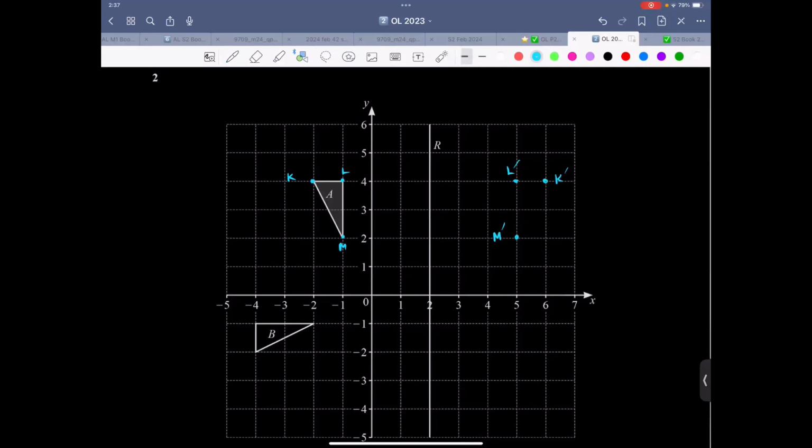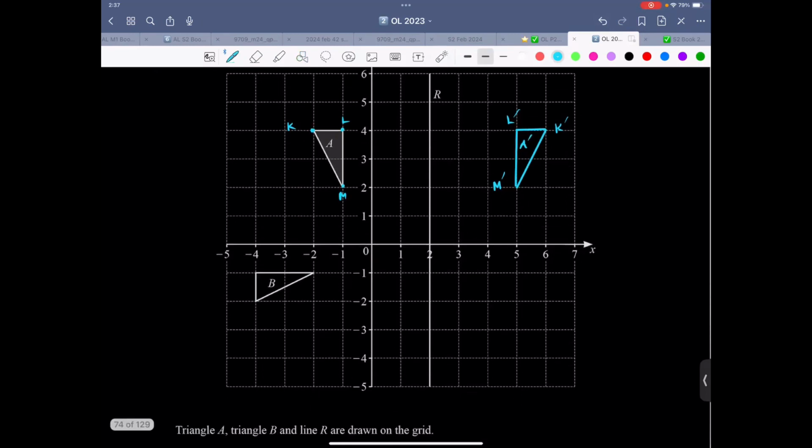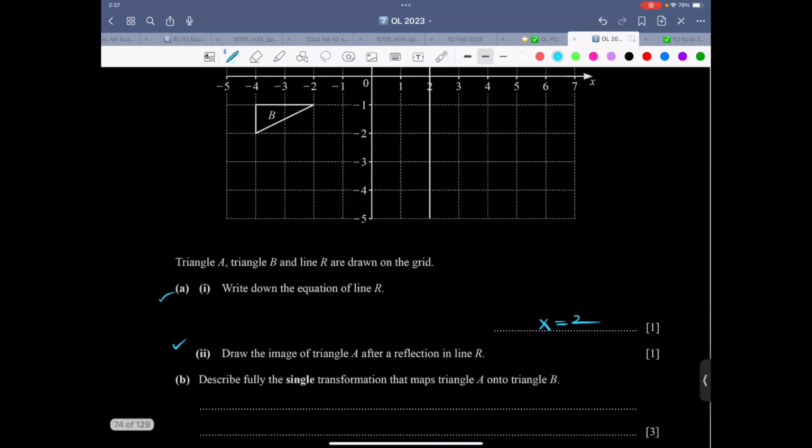And let me join it with a ruler like this. Let me make it thinner. Because of this line, it will be like this, this, this. So now let me join it, something like this. That is the reflection of A, so we can call it A prime. That's these two parts done.